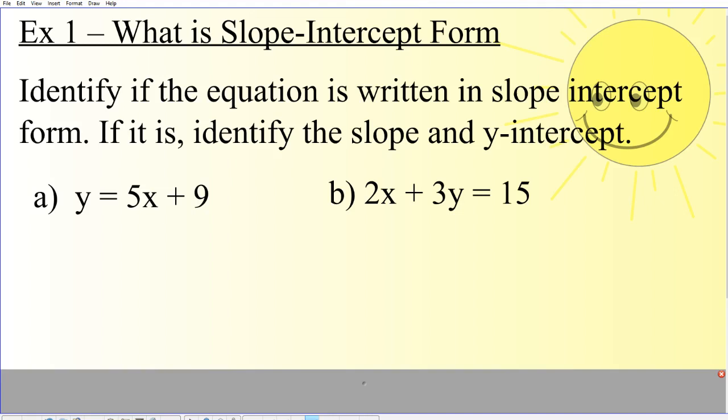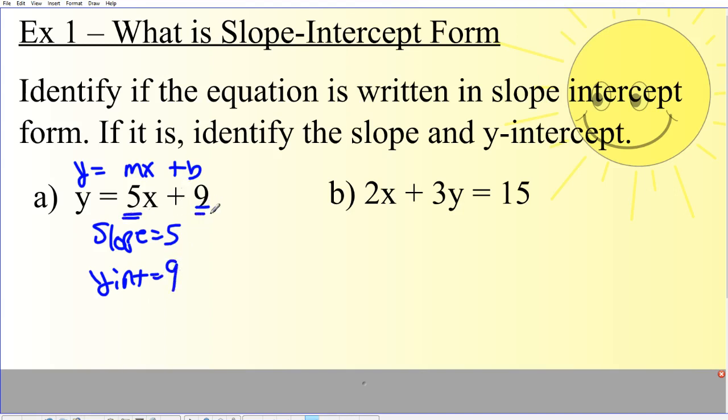So first example, we want to identify if the equation is currently written in slope-intercept form. If it is, find the slope and the intercept. So look at this first equation. We just want to know, is this in slope-intercept form? It is. I can see this is y equals mx plus b. That makes the slope equal to 5, and the y-intercept equal to 9. Slope, intercept. Slope comes first, intercept comes second.